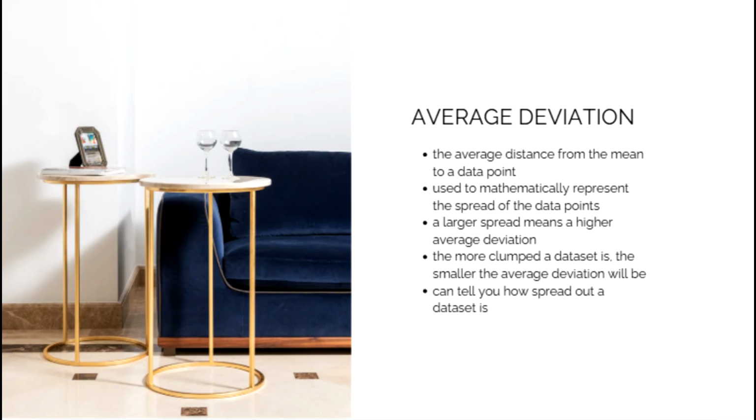A larger spread means a higher average deviation, and the more clumped a data set is, the smaller the average deviation will be. It can tell you how spread out a data set is. This is all talking about, we have our mean, our center point of our distribution, and we're seeing how far it deviates, how far the points are spread out.